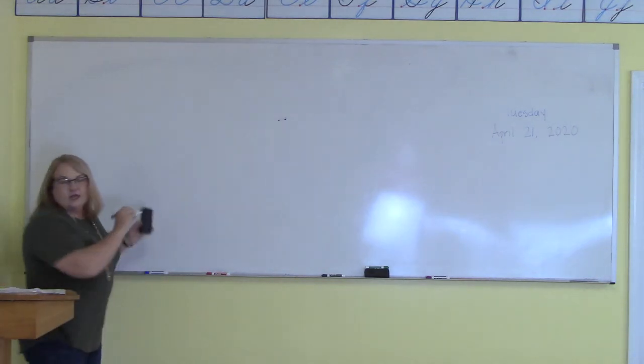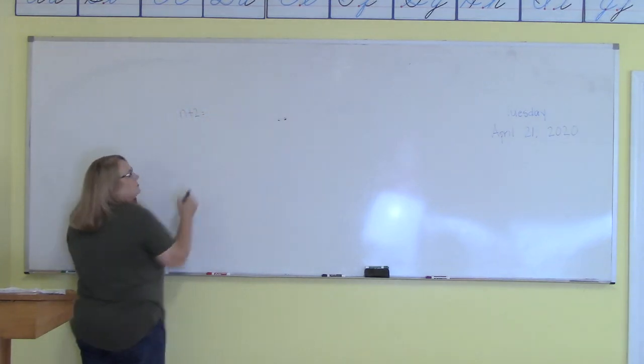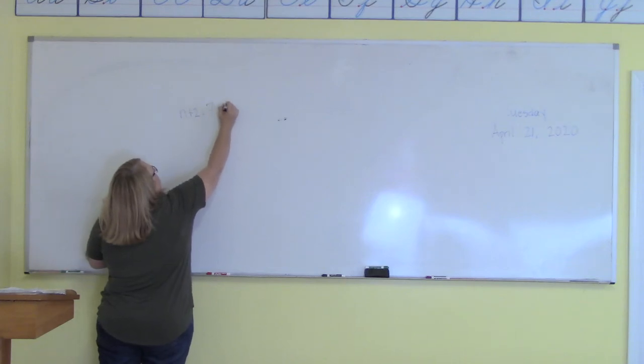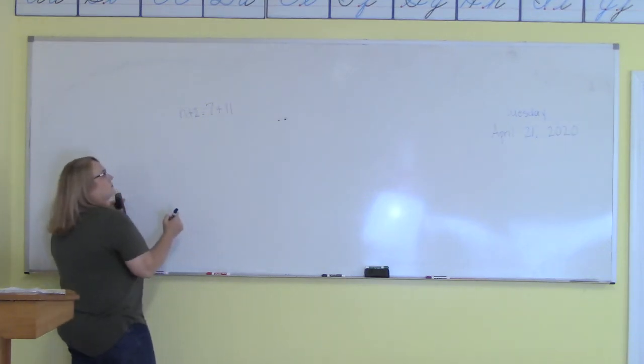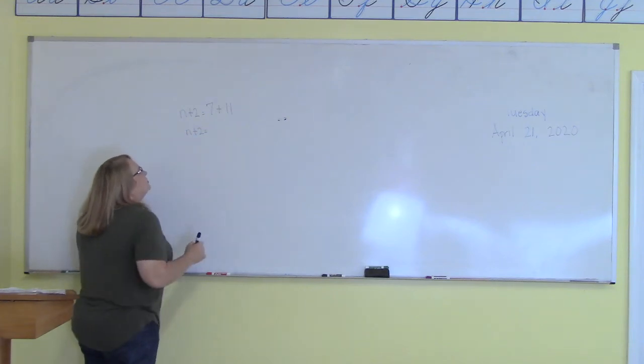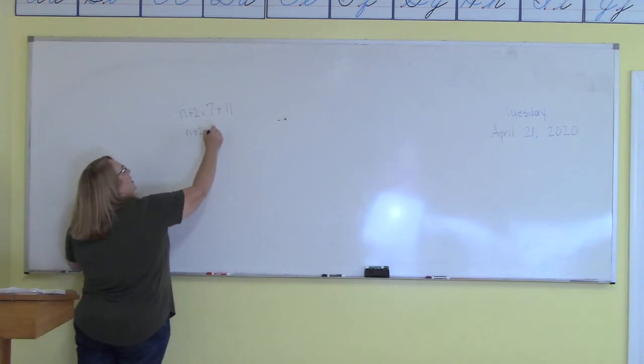All right, B, n plus 2 equals 7 plus 11. Solve what we know first. N plus 2 equals, what is 7 plus 11? 18.